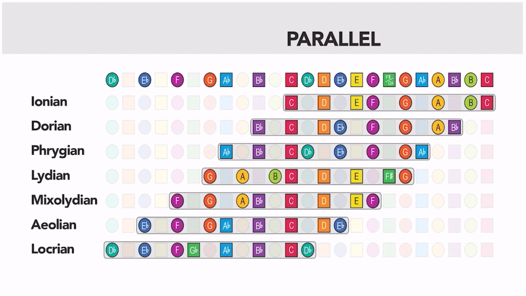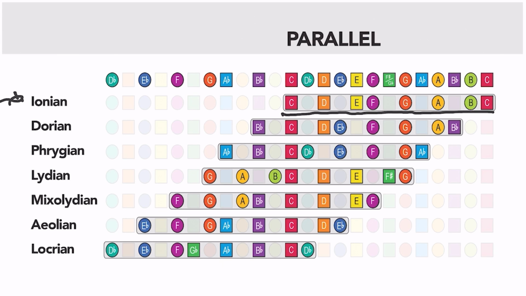Parallel modes also work in a very similar way. They're all derived from the major scale pattern, but they kind of come about in a different way. Here's what I mean. If we look at the C parallel modes, C Ionian is the same pattern as we saw before. It's C, D, E, F, G, A, B, C.